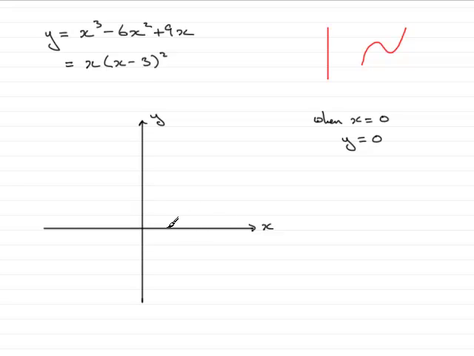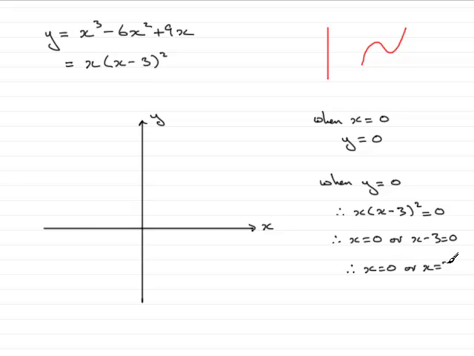Alright, we need to find out where it crosses, if it does, the x-axis. And we can do that when y is 0. Now this is the point where having the factorized version always helps. Because when y is 0, what we've got is x bracket x minus 3 all squared equals 0. And so that's going to mean that either x equals 0 or this factor here, x minus 3 equals 0. So that's going to lead to x is 0 or x is 3.